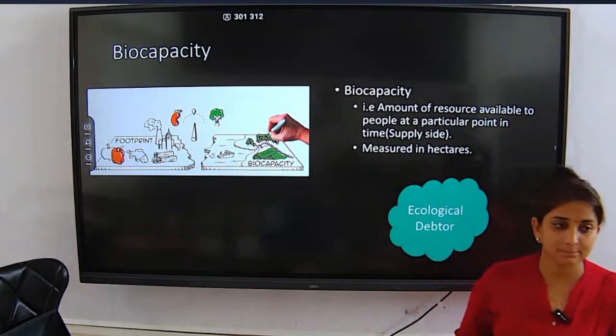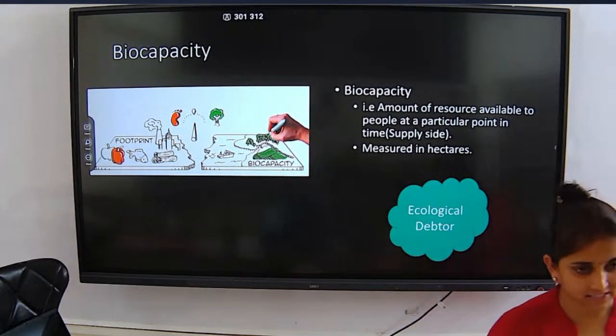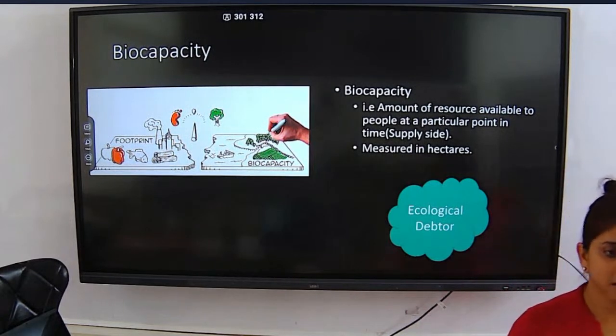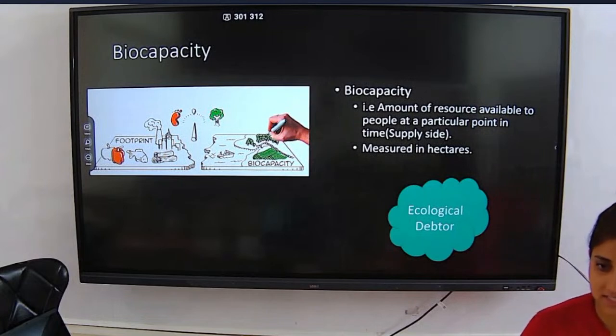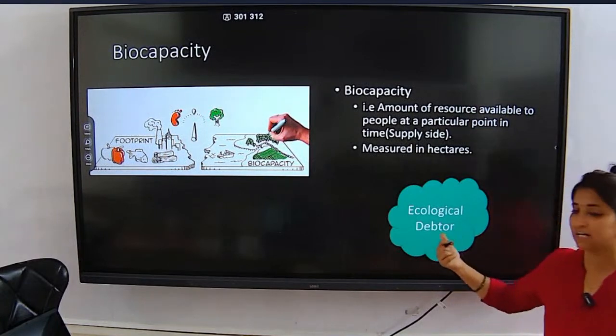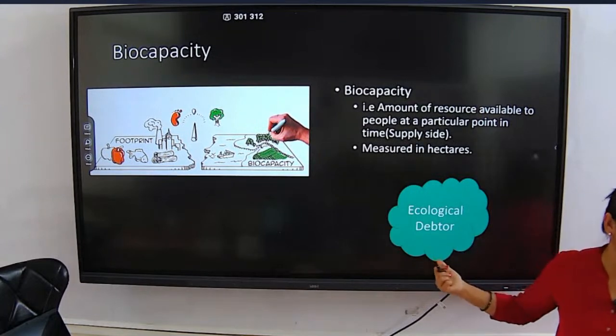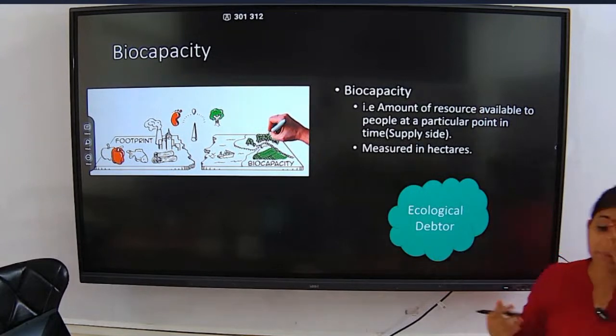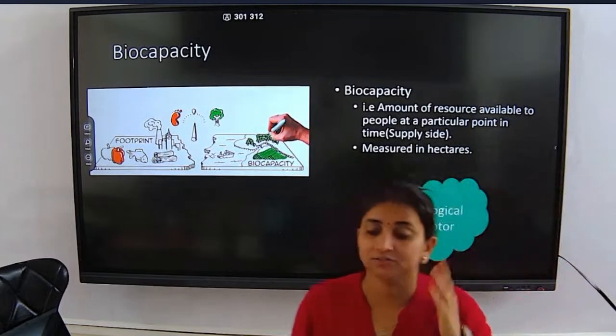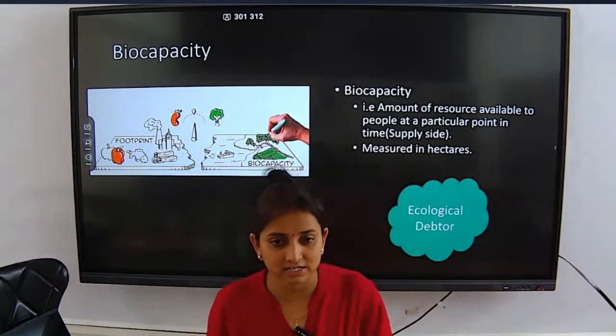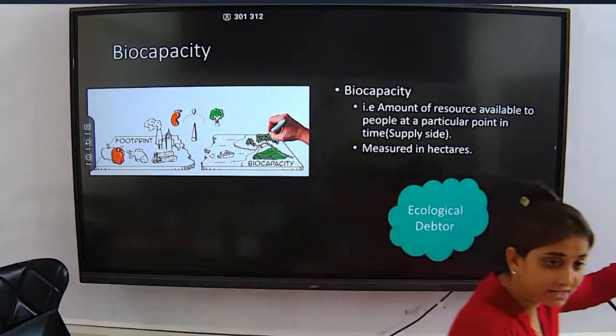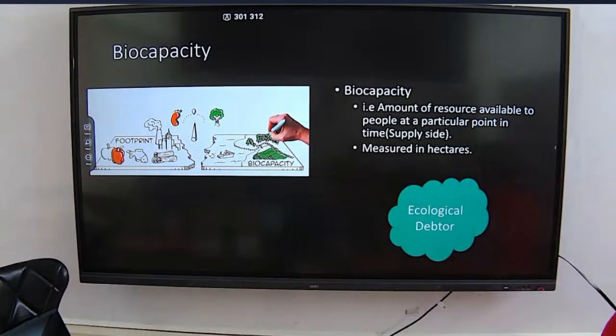Now, what we are demanding and what is being supplied, there is a difference between these two, right? We are demanding much higher than what is being supplied. So this gap will make us an ecological debtor, and you will read this in current affairs very often, that human beings are an ecological debtor. We are calling ourselves an ecological debtor because our ecological footprint is way higher than our biocapacity.